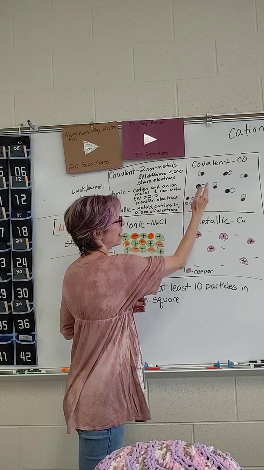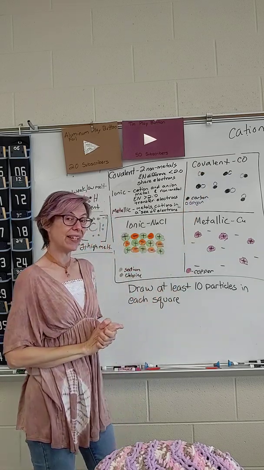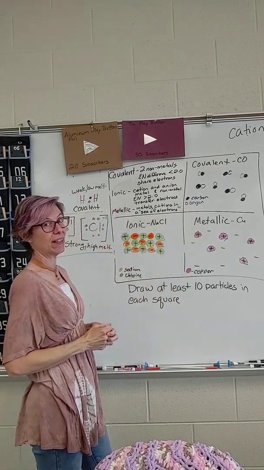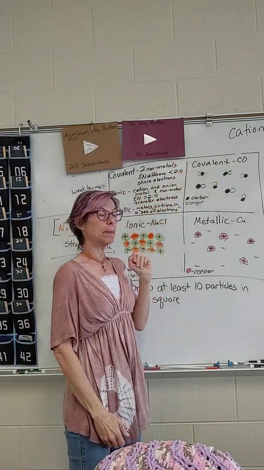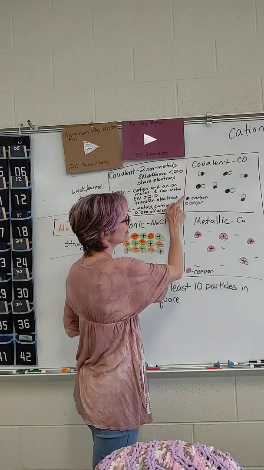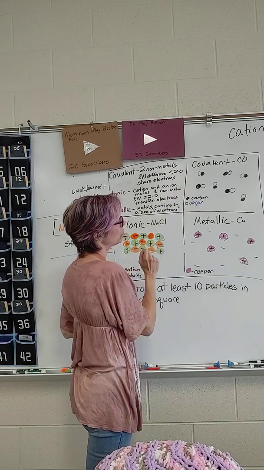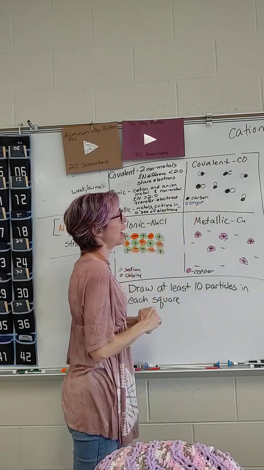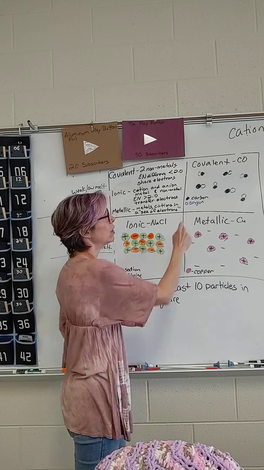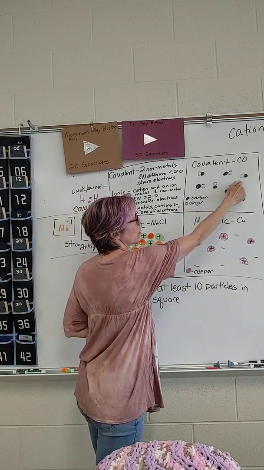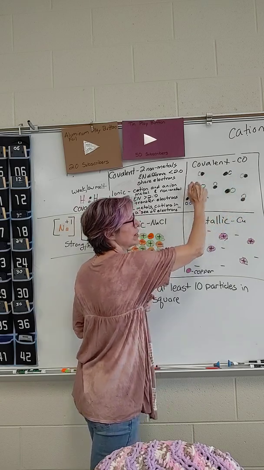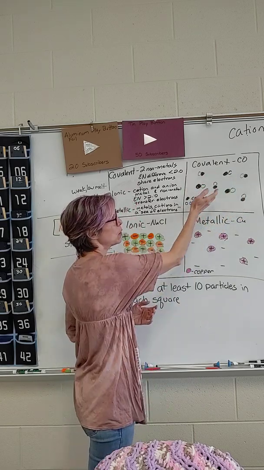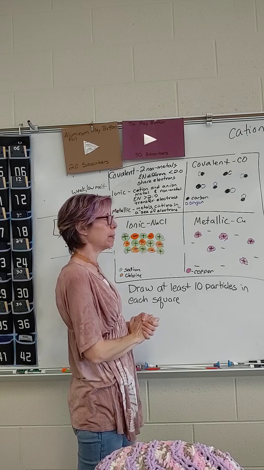In my class, I asked my students to draw representations of each of these kinds of bonds. So in a covalent bond, we did carbon monoxide. And you can see that the black carbon atoms that are filled in and the blue oxygen atoms that are done just as an outline, those are actually touching each other. They're actually bonded together in separate, discrete molecules. So this would be an example of a covalent compound.